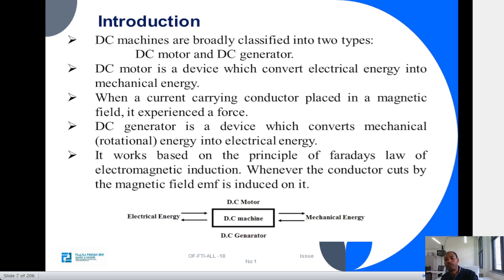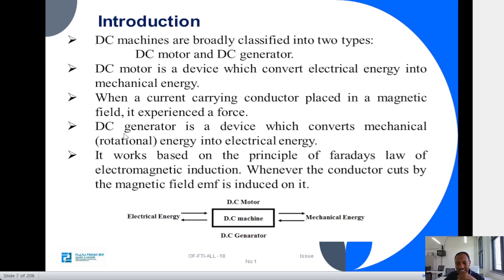So, when we place a current carrying conductor inside the magnetic field, it experiences a force. That is what we call the motoring action, or Faraday's law.